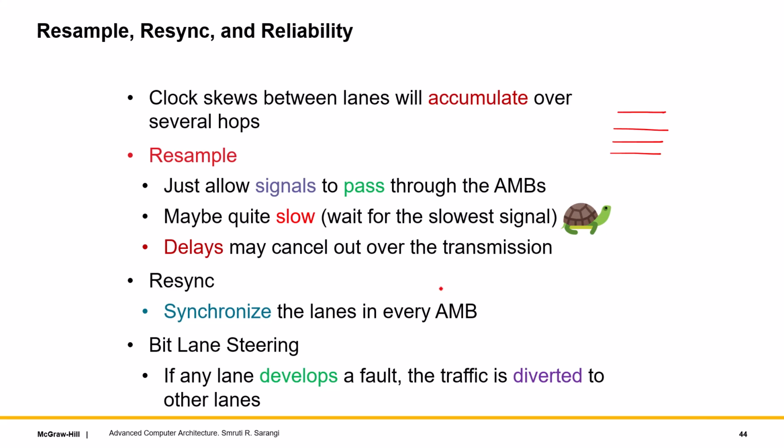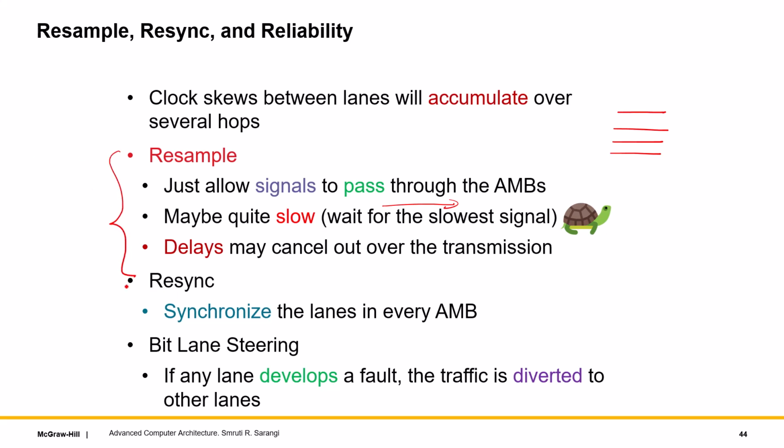So the clock skews, if it accumulates, so one idea could be that you just allow them to pass through the AMBs and you maintain the clock skew. But then what would happen is that ultimately the slowest signal would determine when the entire group reaches. Of course, delays may cancel out over the transmission, but in general, the slowest signal may dominate.